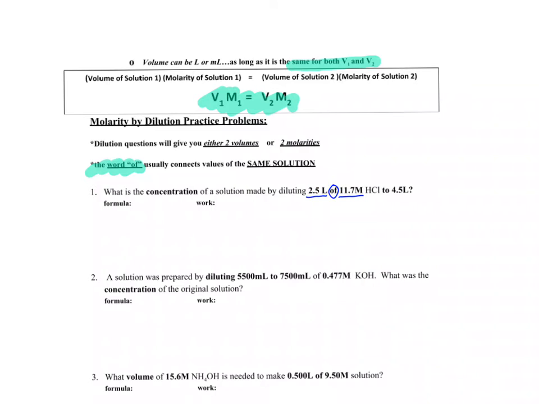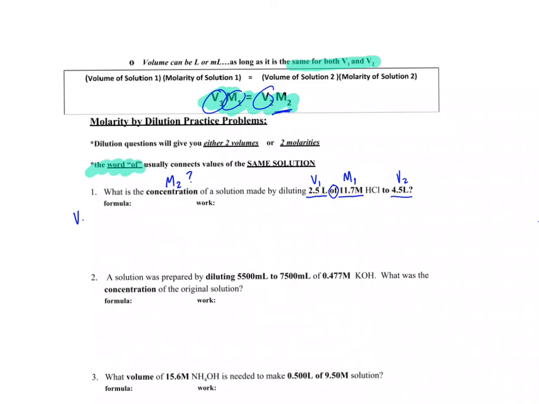So I'm going to mark them V1 because that's my initial or starting volume, and this is M1, my starting molarity. And the solution is being diluted from 2.5 liters to 4.5 liters. So it started off as 2.5 and now it's 4.5. So I can tell it increased. So this is my new or second volume. So what do you think you need to solve for? Well, we have V1 and M1 and V2. So the only thing that's missing is M2. So the concentration I'm trying to find is M2.